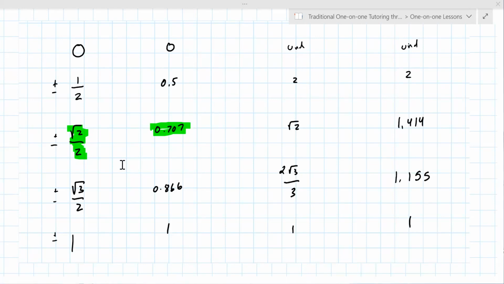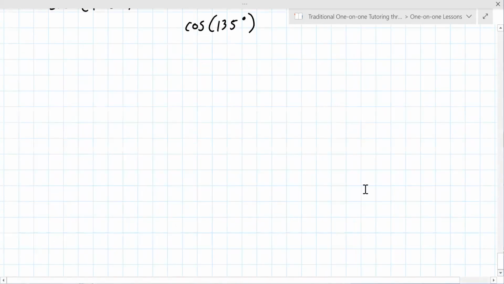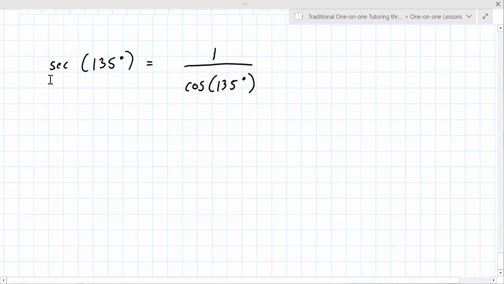I put in for my answer radical 2 over 2, right? But you said it was negative, wasn't it? Yeah. So that means it has to have a negative out here. Right. And I did that and it was wrong. Is this true? Is this really what it is?